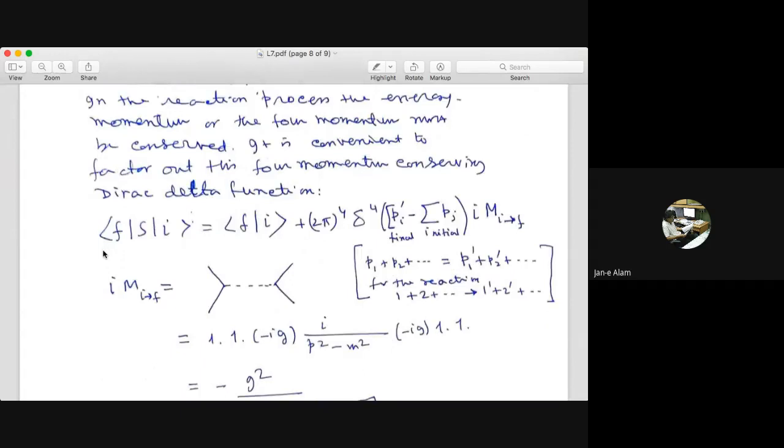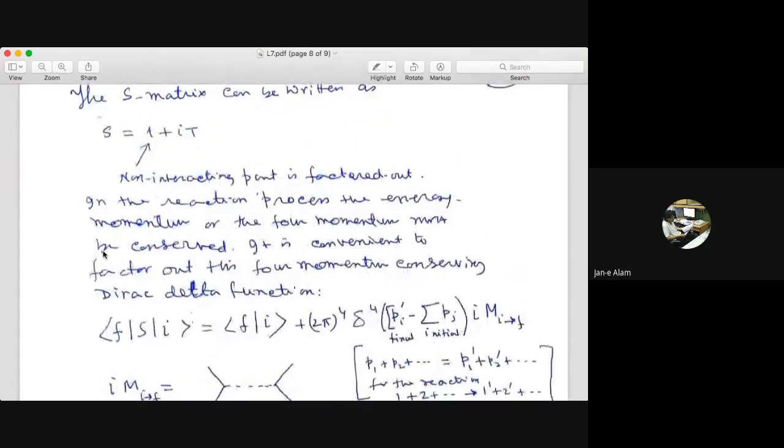Now, this one term is not very interesting, because it represents the fact that two particles just don't see each other. There is a possibility that they just miss each other, so no interaction is taking place. Now from the iT term, some physical process will start taking place.